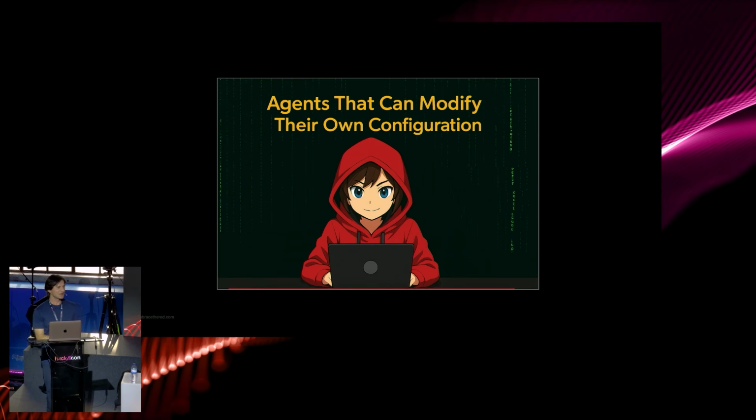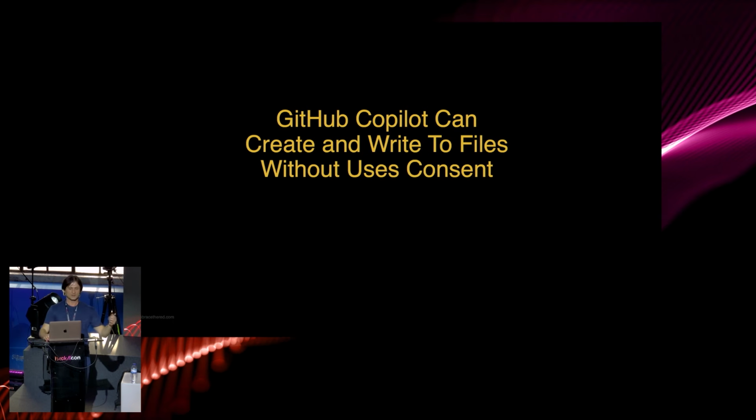And the high-level concept with this attack chain is agents that can modify their own configuration. And what do I mean by this? When I looked at GitHub Copilot, I realized it can actually create and write files or modify files without the user, the human being, in the loop. So it would write to a file, and I thought initially it's a diff in memory, but it actually already saved it on the hard drive. So meaning we can write to arbitrary files.